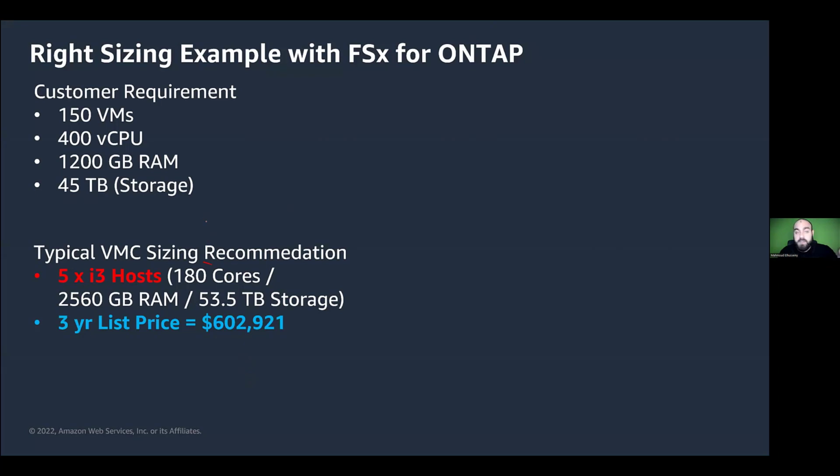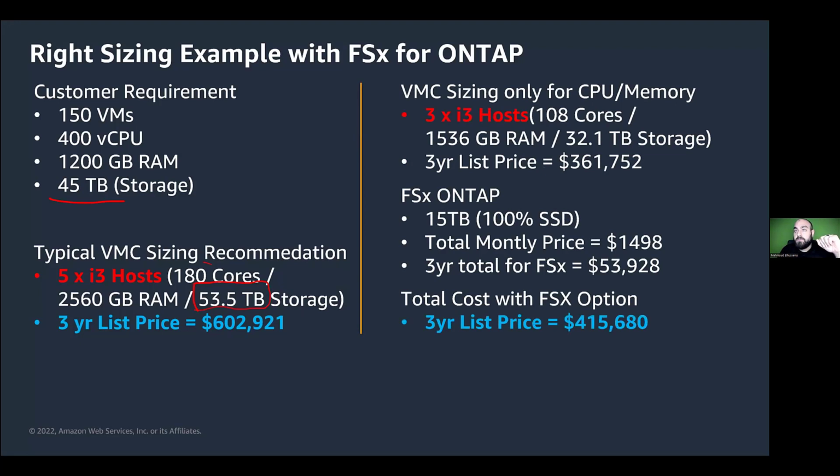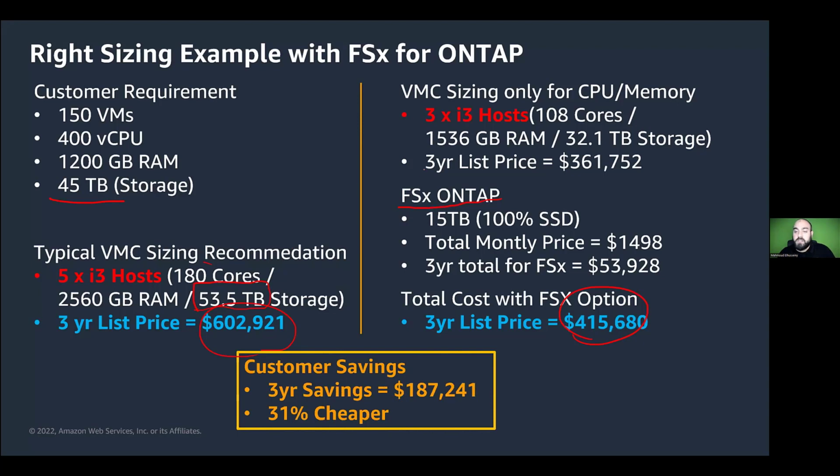Not because you need all the CPU or the RAM of the 5 hosts, but you need the storage of these 5 hosts. So it gives you 53 terabytes, which is just enough to take care of the requirement of 45. But with FSx ONTAP in the equation now, I don't need to get 5. I only need 3 to cover the CPU and RAM, and I can get the extra storage from FSx ONTAP mounted by iSCSI, bringing the total solution, 3 hosts plus FSx ONTAP, to a much lower number, saving around 31% for 3 years. This is the true value of using FSx ONTAP.